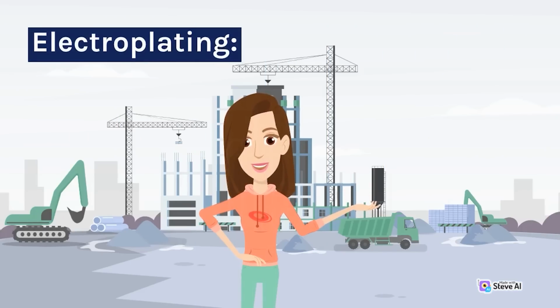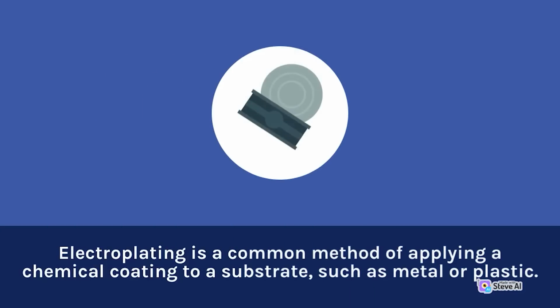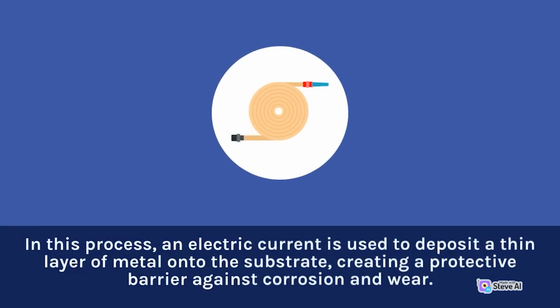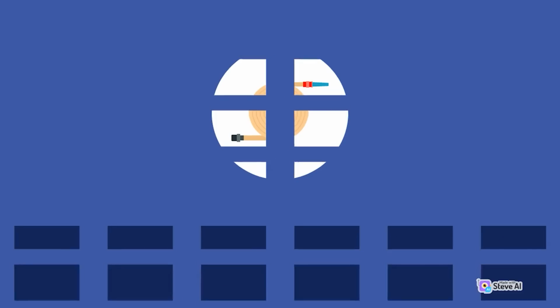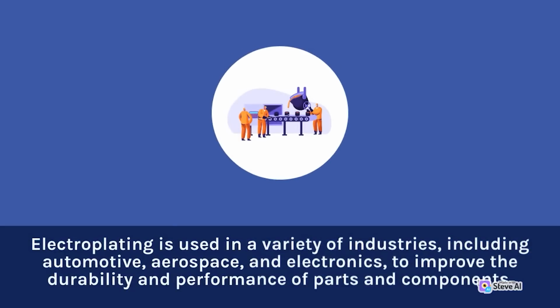Electroplating. Electroplating is a common method of applying a chemical coating to a substrate, such as metal or plastic. In this process, an electric current is used to deposit a thin layer of metal onto the substrate, creating a protective barrier against corrosion and wear. Electroplating is used in a variety of industries, including automotive, aerospace, and electronics, to improve the durability and performance of parts and components.